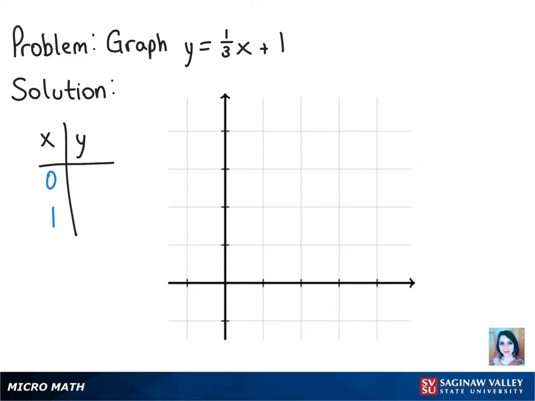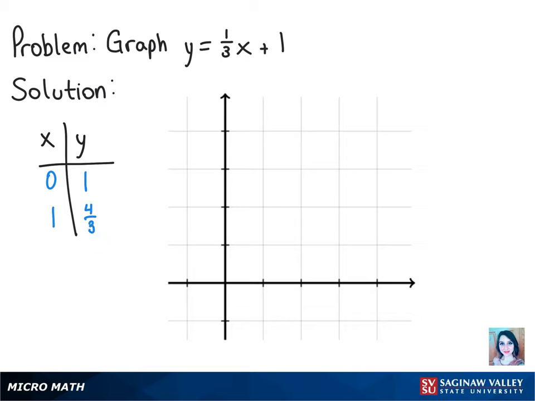So using 0 for our first x value, 1/3 times 0 plus 1 is 1, so our y value is 1. And then if we plug in 1 for x into the equation, then we have 1/3 plus 1, which is 4/3. So then our other coordinate is 1, 4/3.